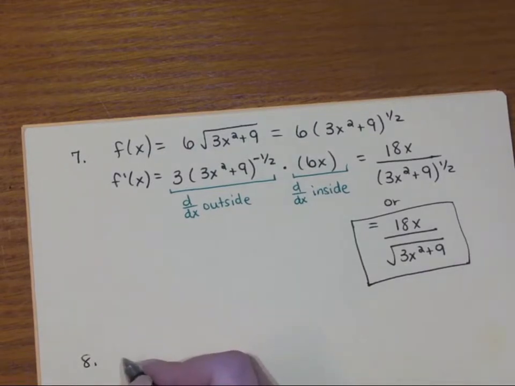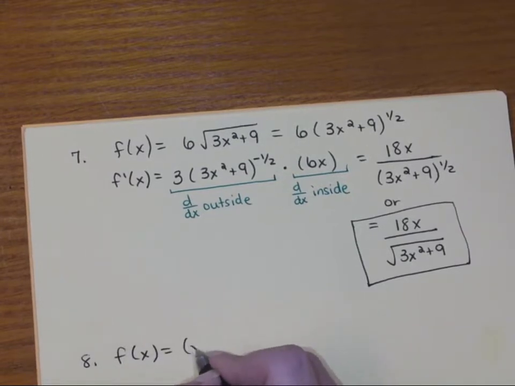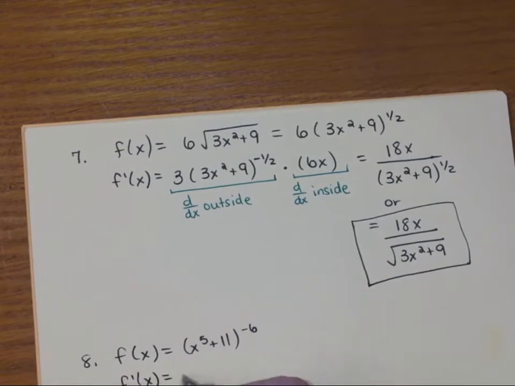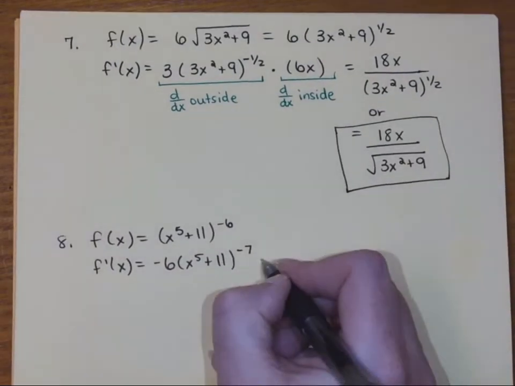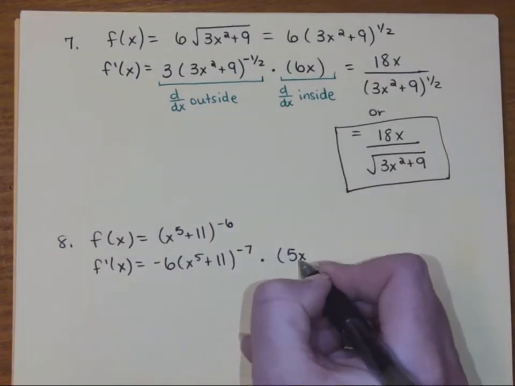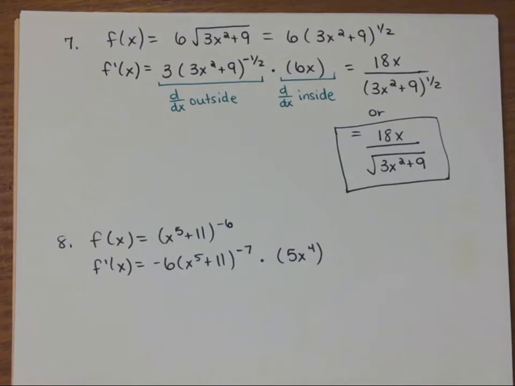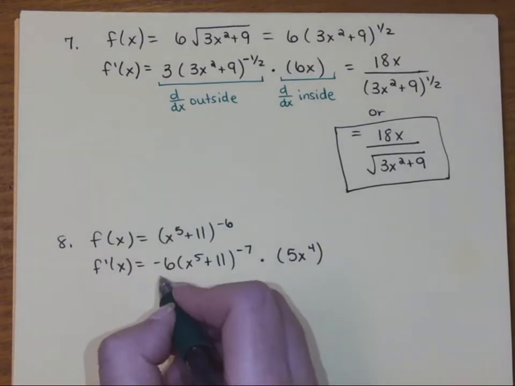All right, number 8. We have f of x equal to x to the 5th plus 11 to the negative 6th. Who cares that that's a negative exponent? We're still going to move it around to the front. We're going to keep the inside the same, and we're going to reduce the exponent by 1, subtract 1 from the exponent. And then we still need to multiply by the derivative of the inside. The derivative of x to the 5th plus 11 is 5x to the 4th.